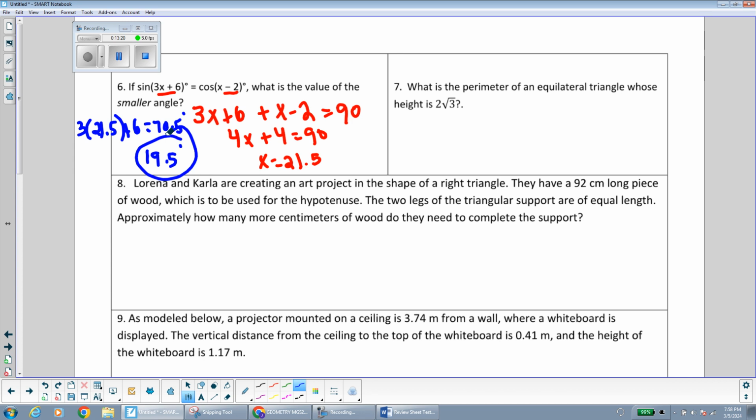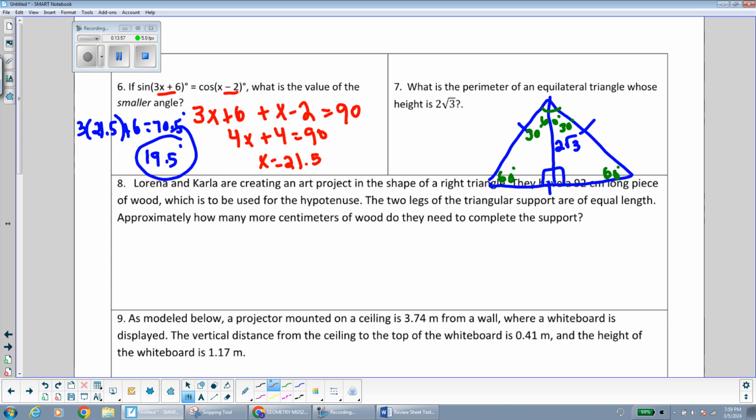What is the perimeter of an equilateral triangle whose height is 2 radical 3? So I have an equilateral triangle. Height means altitude, so I have the altitude. And this height is 2 radical 3. If we have an equilateral triangle, the sides and angles are all equal, so the angles all measure 60 degrees. And when we have an equilateral triangle, something really nice happens with the altitude. It also divides the angle equally. So what we have are two 30, 60, 90 triangles here.